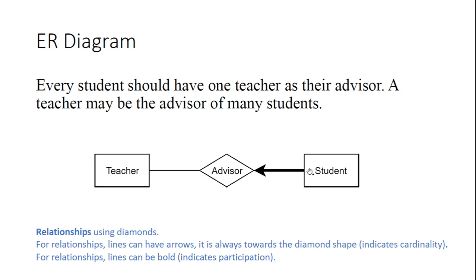So we have total participation on the student side, and we also include this arrow to say that, okay, for a student there can be at most one teacher. Because of the bold line, it is also saying that there should be at least one teacher as well. So it is decided as exactly one teacher as their advisor. But then on the other side, a teacher may be the advisor of many students, but maybe not, right? There is no necessity for a teacher to become an advisor. Then we have this simple solid line on the teacher's side.